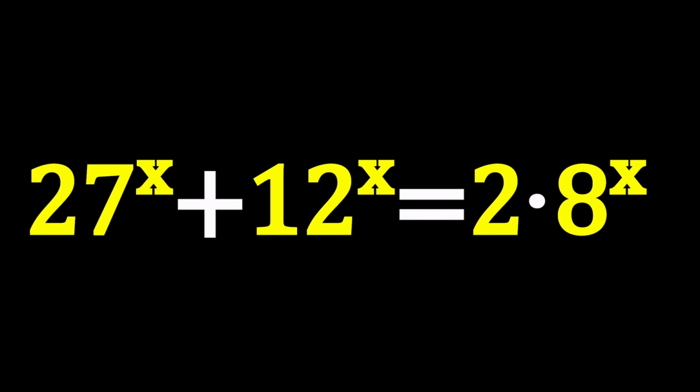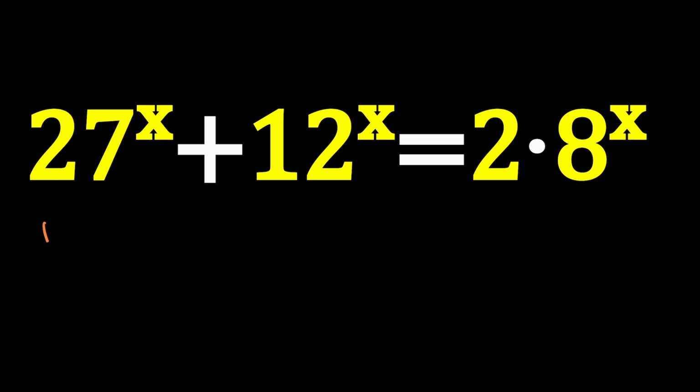Hello everyone. In this video we're going to be solving a nice exponential equation. We have 27 to the power x plus 12 to the power x equals 2 times 8 to the power x. And we're going to be solving for x values. Now I'll be presenting two methods and let's start with the first one.